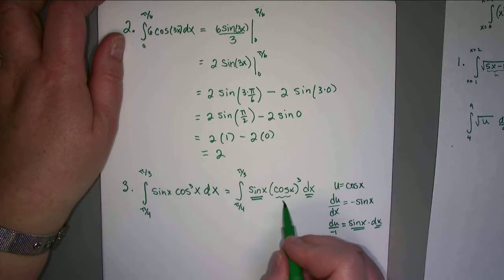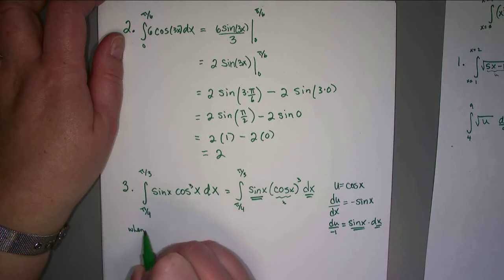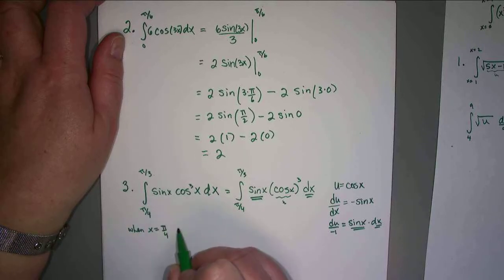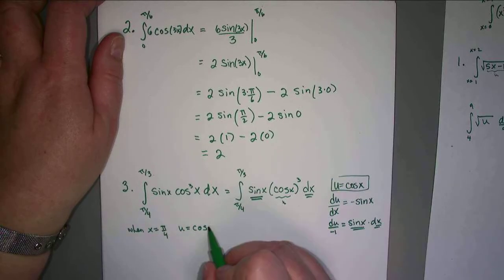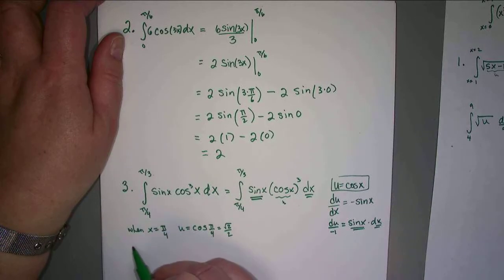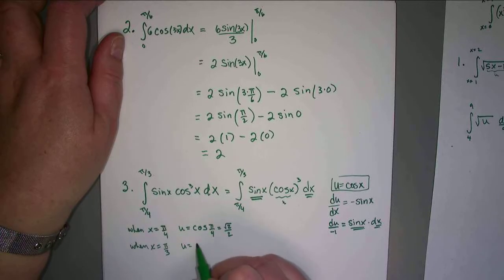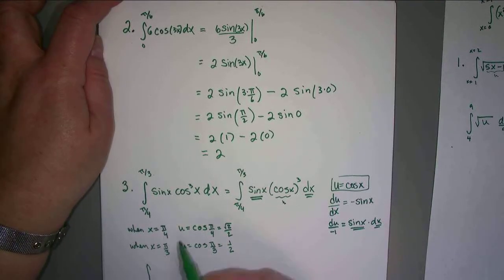This is going to be u, and then we need to change our limits of integration. So when x equals pi over 4, then u would be cos of pi over 4, because u is cos x. It's root 2 over 2. And when x is pi over 3, u will be cos of pi over 3, which is 1/2. So pi over 4 was root 2 over 2. Pi over 3, that was on top, is 1/2.